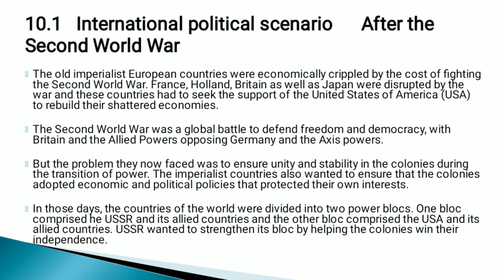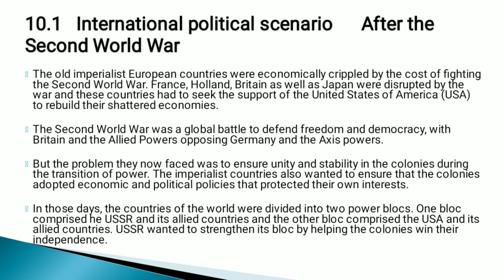The Second World War was a global battle that defended freedom and democracy, with Britain and the Allied powers opposing Germany and the Axis powers. But the problem they now faced was to ensure unity and stability in the colonies during the transition of power. The imperialist countries also wanted to ensure that the colonies adopted economic and political policies that protected their own interests.